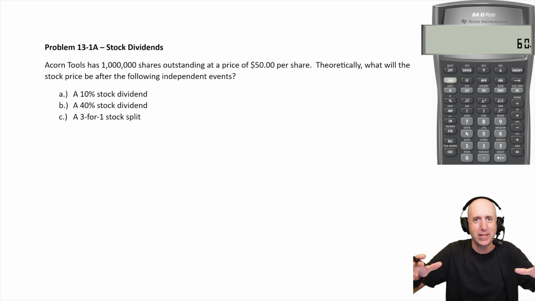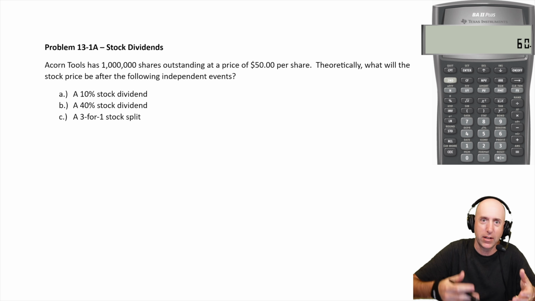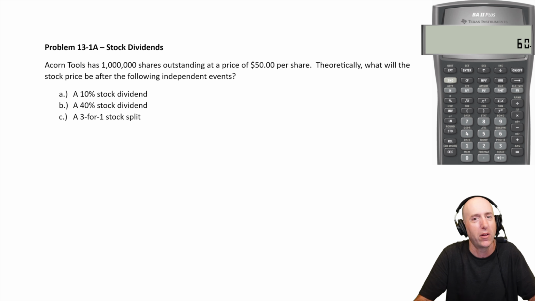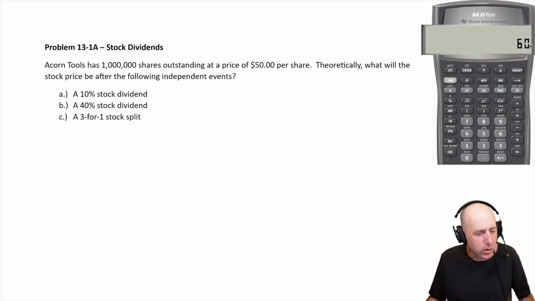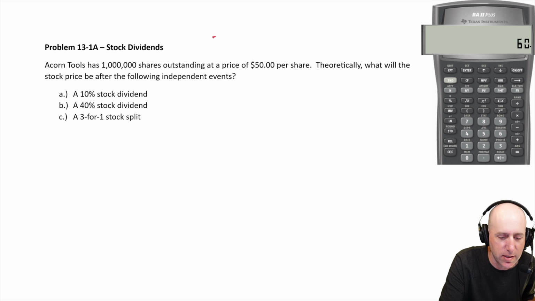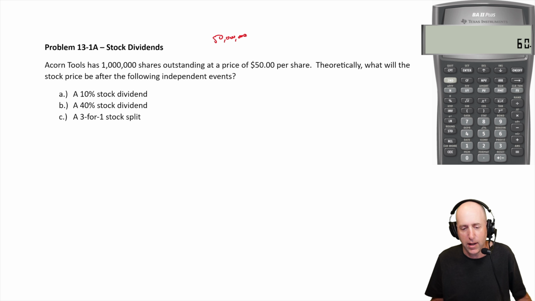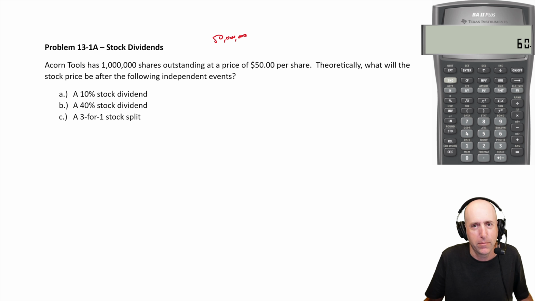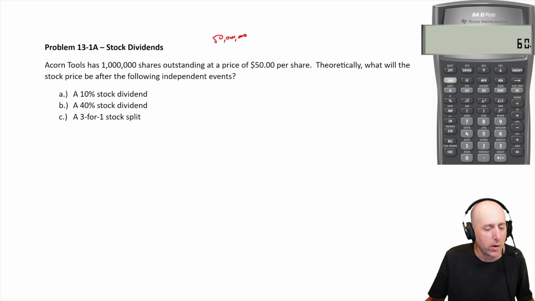You can cut the pie into 6 slices. Oh, I got a big piece. Cut it into 8 slices. Oh, my piece is a little smaller. That's what's happening here. Acorn Tools has 1 million shares outstanding at a price of $50 a share. That means this is a $50 million company, right? That's the market cap, or the value of the company.